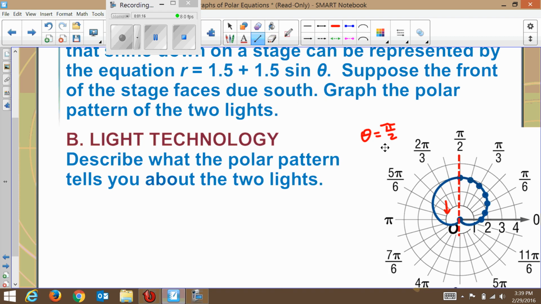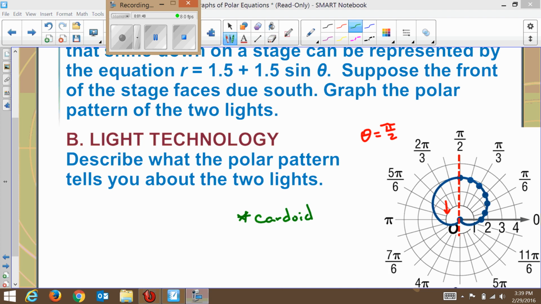Now, if the stage faces due south, here's what that means. The lighting will not pass down this way into the crowd, but it will light up the whole stage. That's what the polar pattern tells you about the two lights. This is an example of lighting, and this, by the way, is called a cardioid. Notice there's something different about this graph. It does not have the inner loop, and it's slightly different than the previous limacon graph. Okay, this is a cardioid.